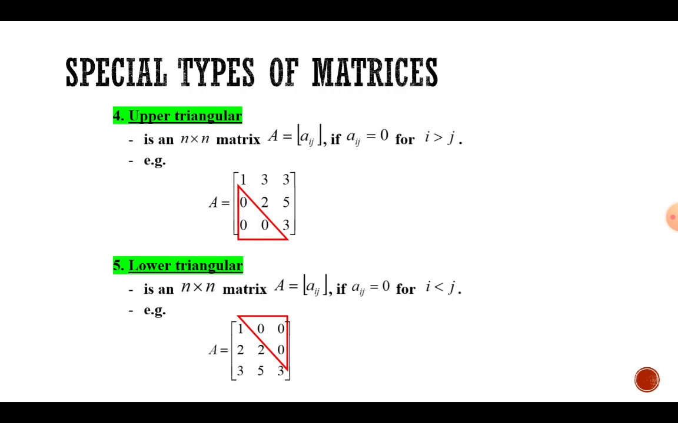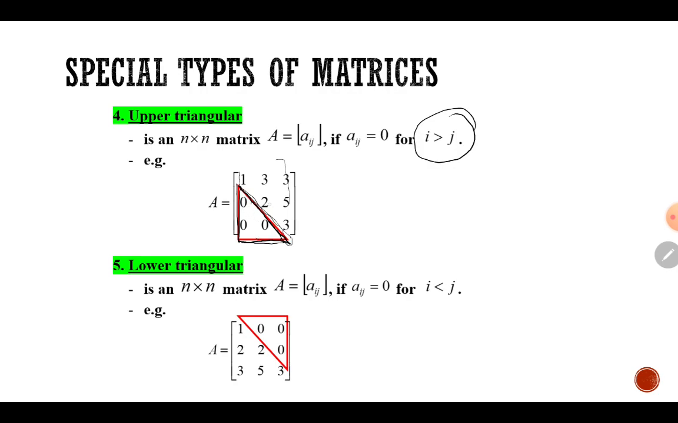And number 4 is the upper triangular matrix. Upper triangular matrix ni kalau the lower part, okay, the lower part of the matrix kosong, the upper part ada value. Okay, dia cakap kat sini for i more than j, the value is equals to 0.